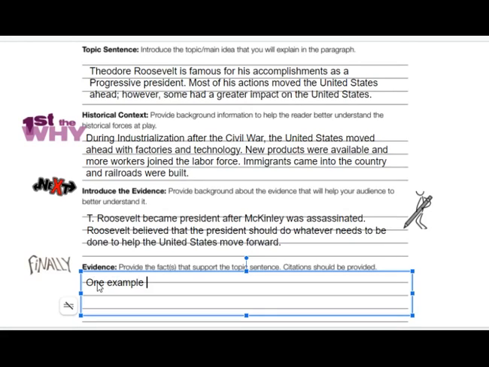One example, remember we supported the topic sentence, which was that he's famous for his accomplishments as a progressive president. Some had greater impact in the United States. One example is the passage of the law limiting child labor in Washington, D.C. What's our evidence? It's going to be our timeline, but that's not enough.